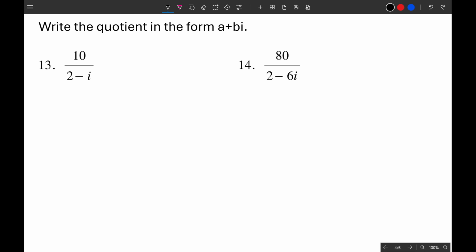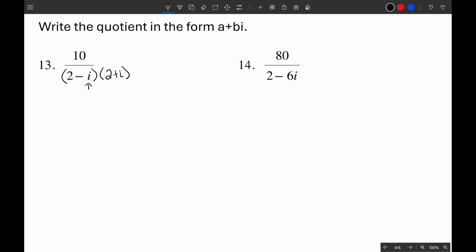So we're going to find the quotient. So we're dividing these, and we're going to write it in the form a plus bi. Now, the thing with dividing is we don't like to leave any i's in our denominator. And the way to cancel out an i, as we saw in number 10 and number 12, is you use a conjugate. You want to multiply by the conjugate. So I don't want this i in the denominator. So since I have 2 minus i, I'm going to multiply by 2 plus i.